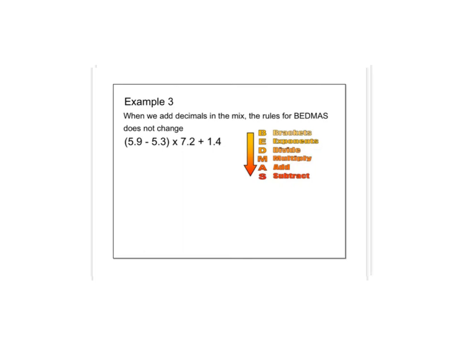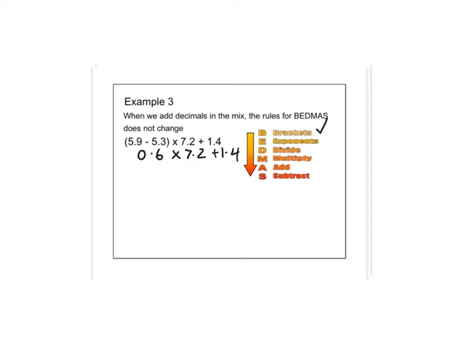Okay, let's look at example number 3. When we add decimals in the mix, the rules for BEDMAS do not change. So we have 5.9 minus 5.3 in brackets times 7.2 plus 1.4. Okay, so we can go ahead and look at BEDMAS and do brackets first. We don't multiply first because we have something in brackets. So 5.9 minus 5.3 is 0.6. So 0.6 times 7.2 plus 1.4.